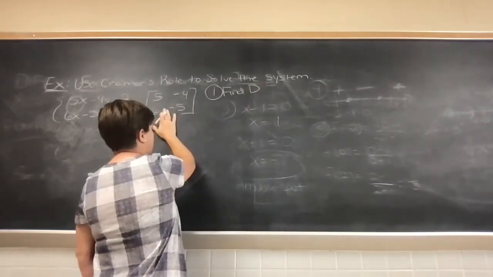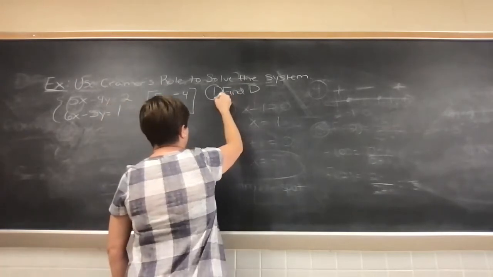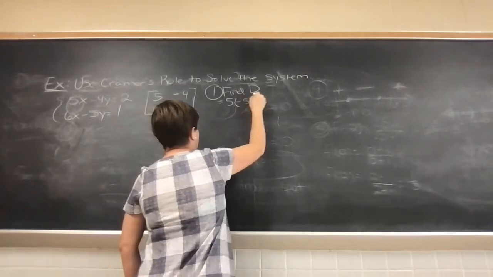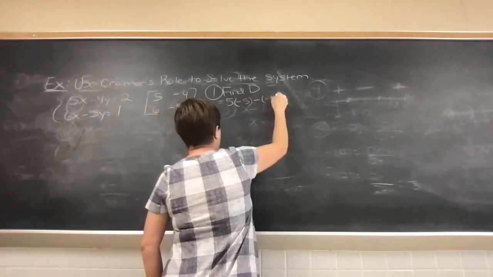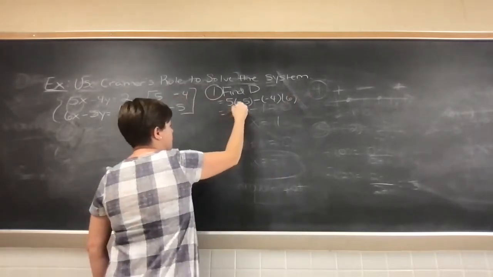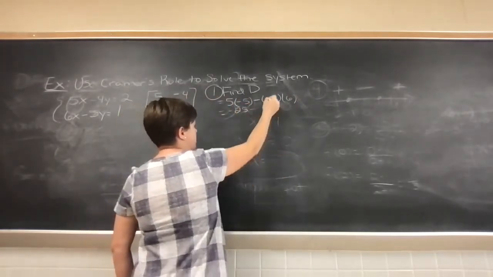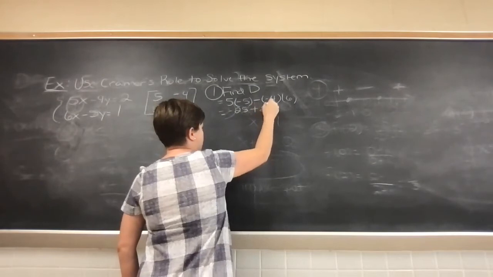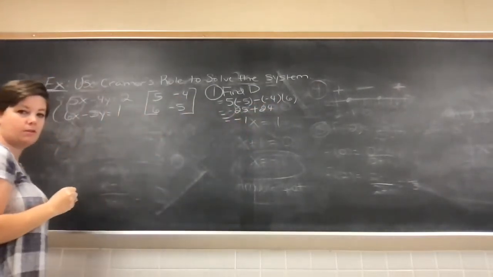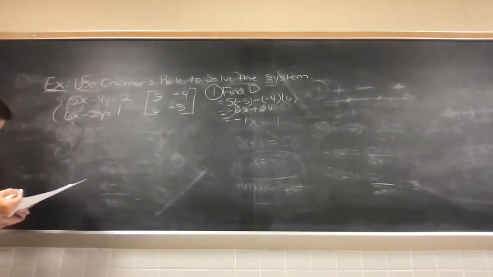So we're going to find the determinant of this matrix. Well, that's A, which is 5, times your D, which is -5, minus your B, which is -4, times your C, -25 plus 24, -1. So my determinant is -1.